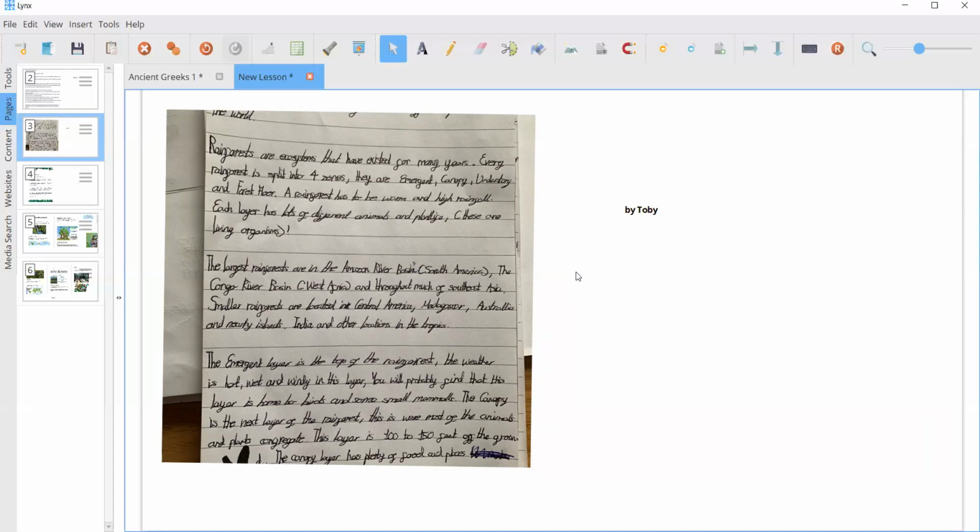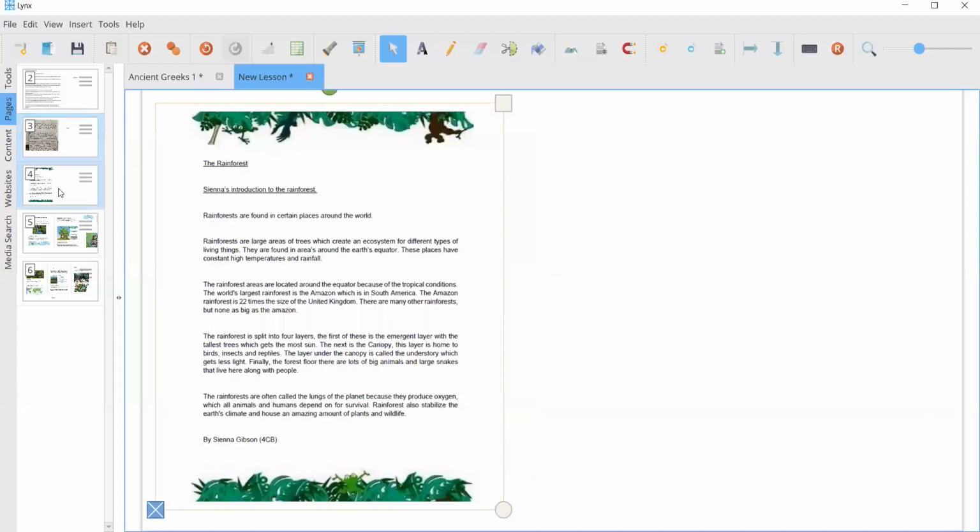Then you go down to describe your layers. Emergent layer, very good. The canopy, and you've described the animals and why they live in those places. Excellent, Toby. That would be worth a team point as well. That's a great piece of handwriting and a great written report.